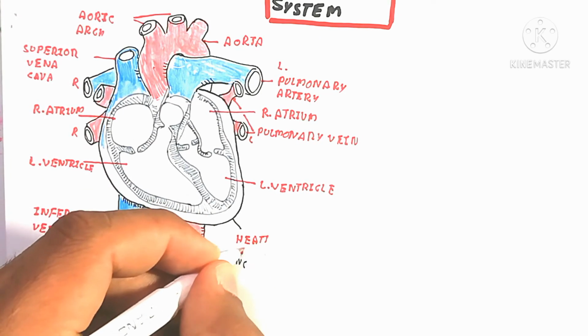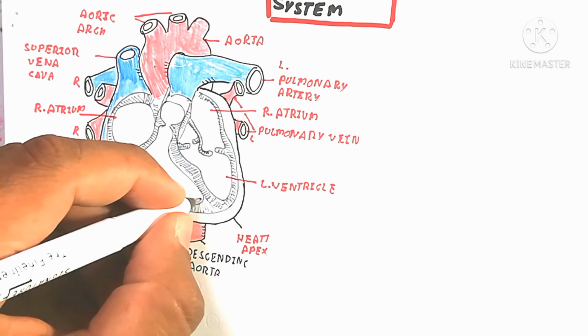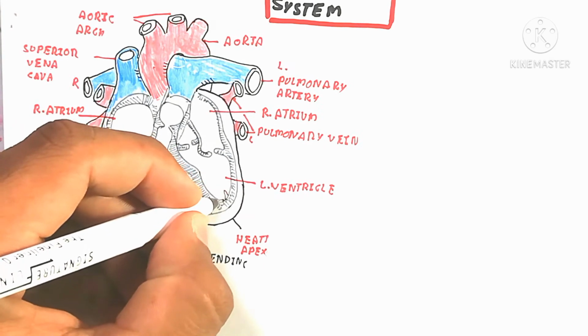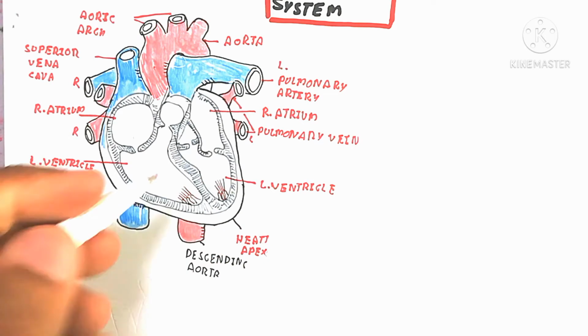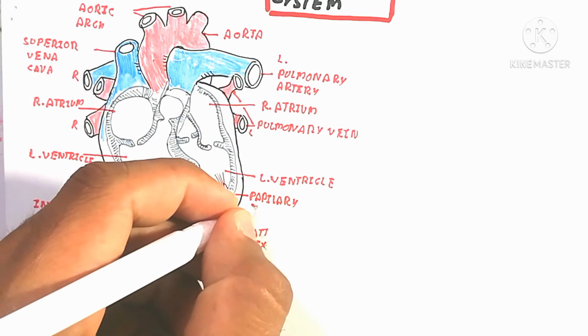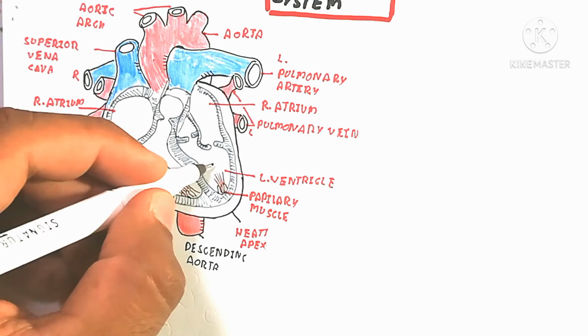So here is the right atrium and right ventricle, but it is labeled R instead of L, which means the left atrium and left ventricle. That was my mistake. I will cover it in the next diagram.